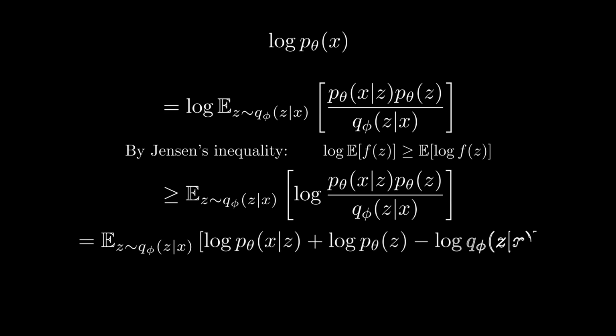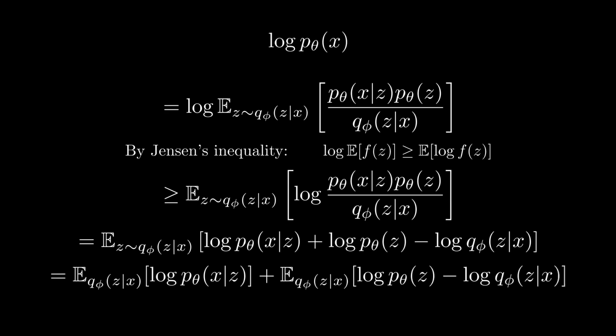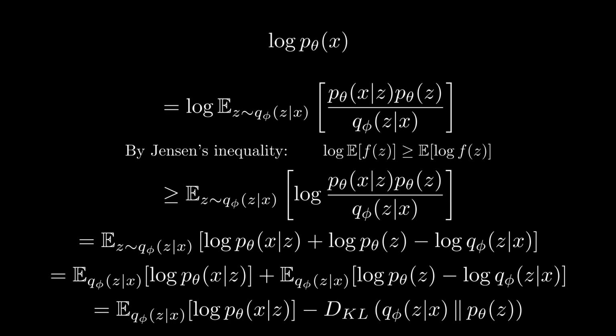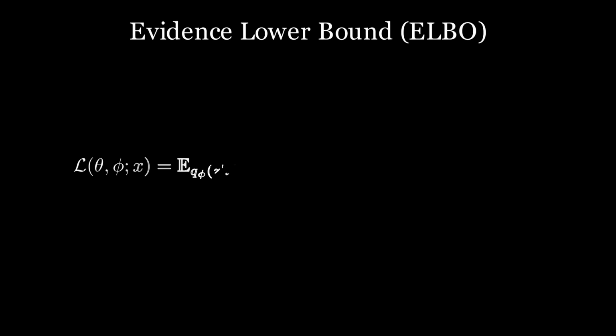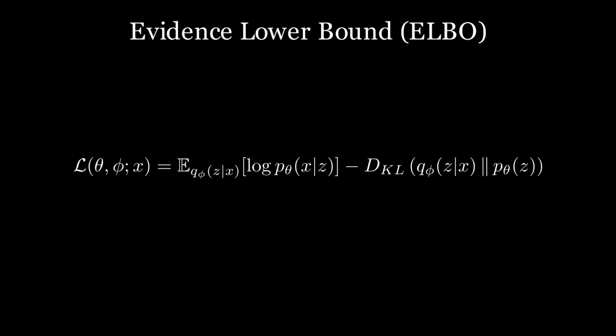Now we separate the x and z probabilities. And the z part becomes the Kullback-Leibler divergence of q phi of z conditioned on x and p theta of z. To maximize the probability p theta of x, we have to maximize the value of this evidence lower bound, which consists of a reconstruction part and a KL divergence part.